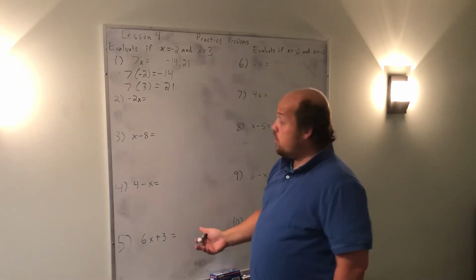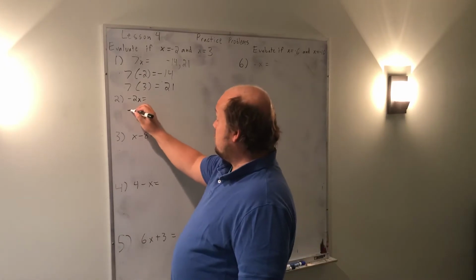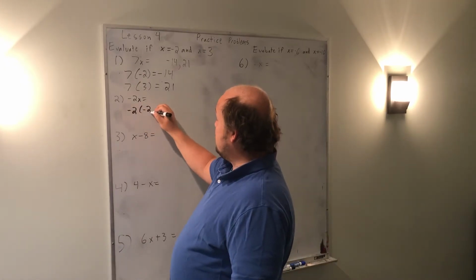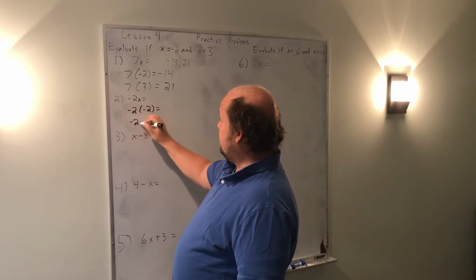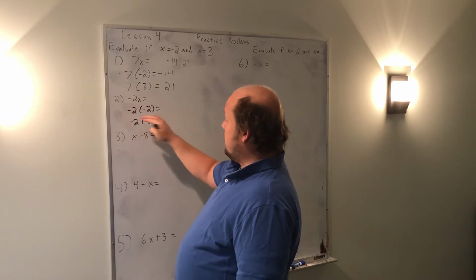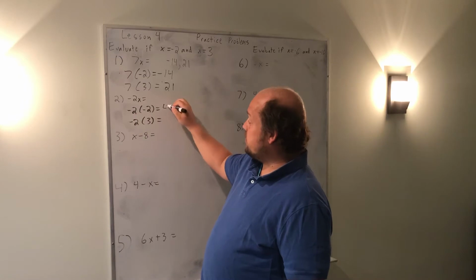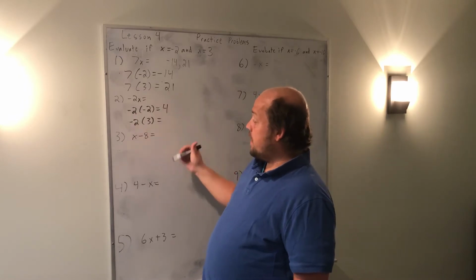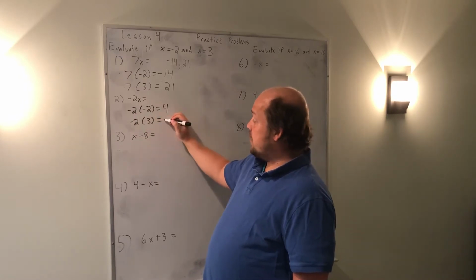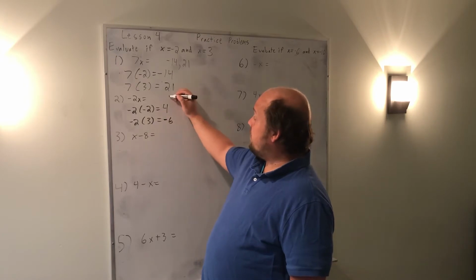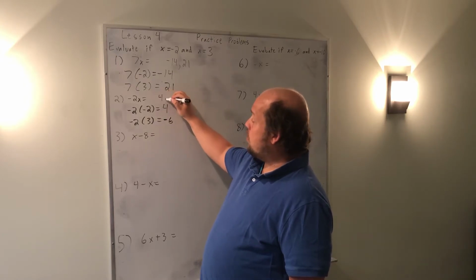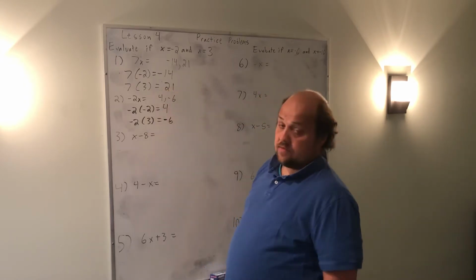In the second part, I'm going to be multiplying by -2. So -2 times -2, and -2 times +3. Negative times a negative gives me a positive. 2 times 2 gives me 4. Negative times a positive gives me a negative. 2 times 3 gives me 6. So my final answer here is 4, comma, -6.